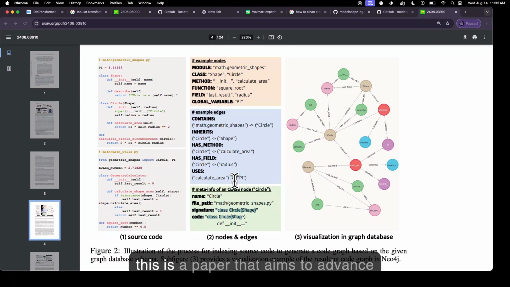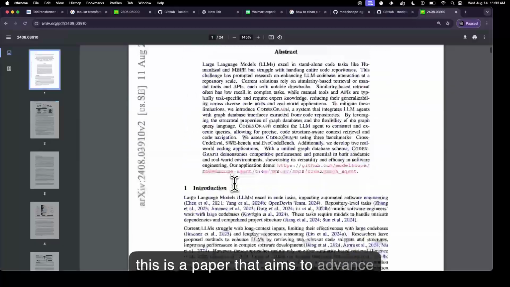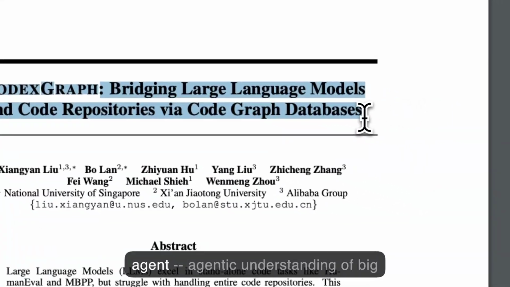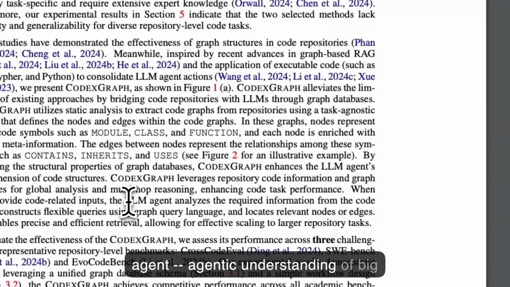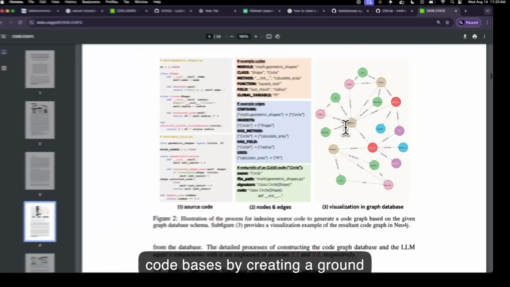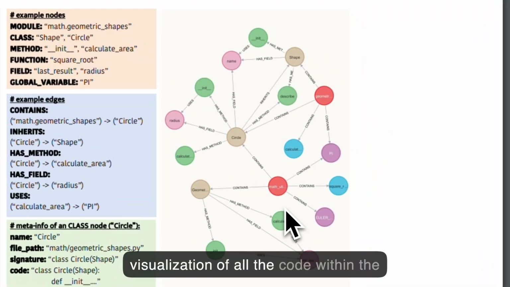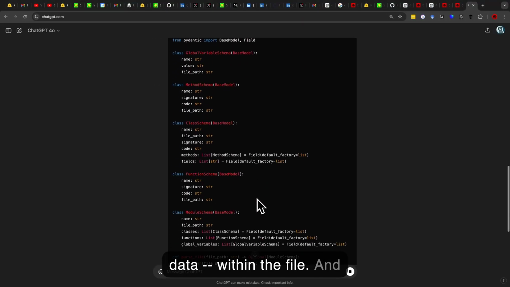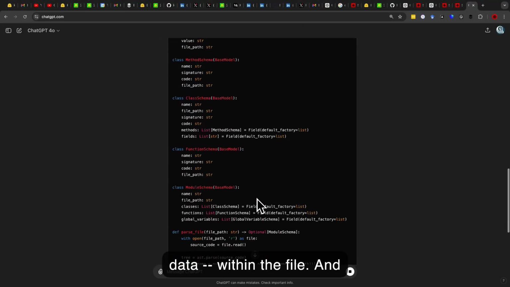So this is a paper that aims to advance agentic understanding of big code bases by creating a graph visualization of all the code within the file. That's nice.